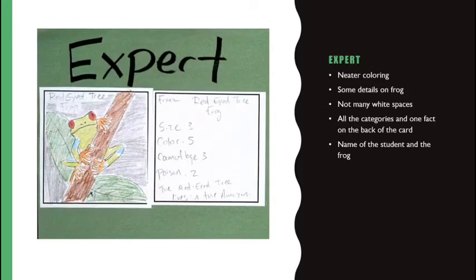This is someone, an expert, who has been listening and paying attention to what should be going on in the class, on their picture, and has taken their time with it. This is an expert. The coloring is neater. There are some details on the frog. There's not so many white spaces. There's still some, but there's not as much. All of the categories are there, and 1 fact has been written about the frog. Plus, the name of the frog and the student is on the back of the card.